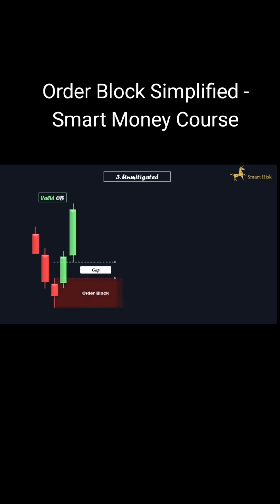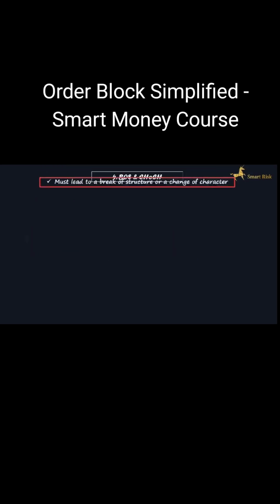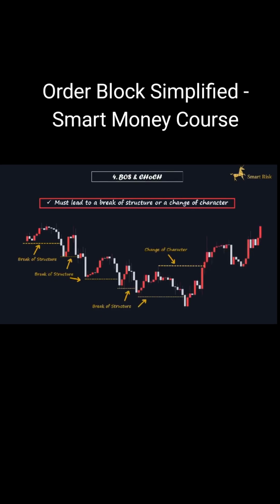Rule number 3. It must be unmitigated. Order blocks are considered one-time use, meaning we focus on the trading opportunity when price first enters an order block. Once an order block has been mitigated, we do not consider it as an area of interest for future trading. Rule number 4. It emphasizes that a high-quality order block must lead to a break of structure or a change of character in the market.